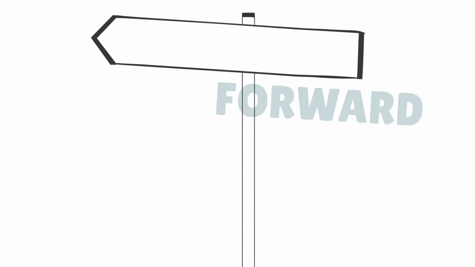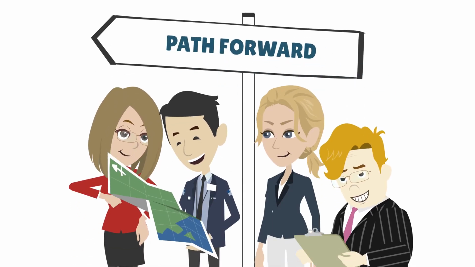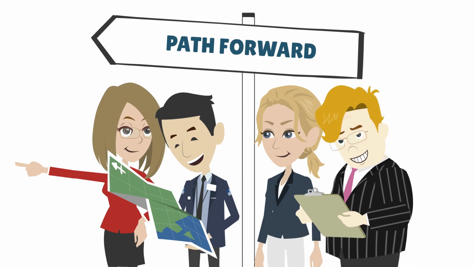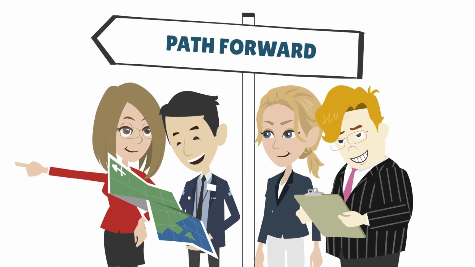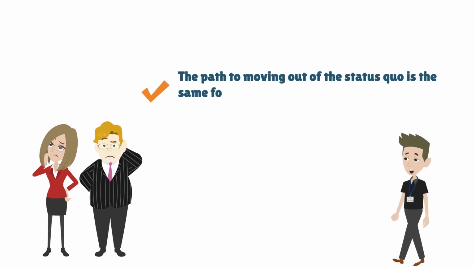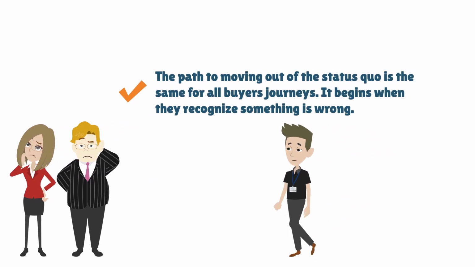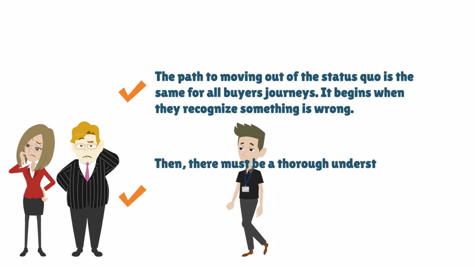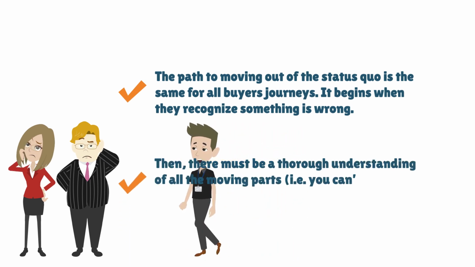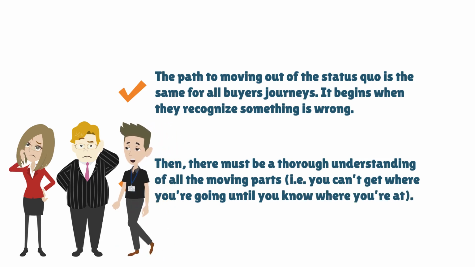To give buyers a path forward, we need to ask, how are we helping the buyers move through each stage of the buying process? Then, what stage will the buying group enter next, and how can you pave the way for that transition? The path to moving out of the status quo is the same for all buyers' journeys. It begins when they recognize something is wrong. Then, there must be a thorough understanding by the buying group of all the moving parts. For example, you can't get where you're going until you know where you're at.